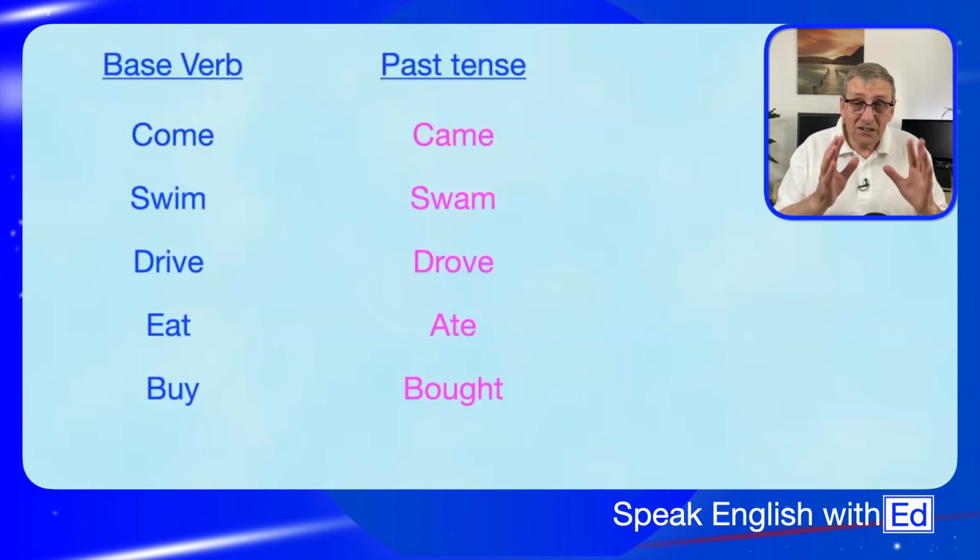So, make a note of these. These are the starters for your irregular verbs. Write these down in your book. We've got come becomes came, swim becomes swam, drive becomes drove, eat becomes ate, and buy becomes bought.